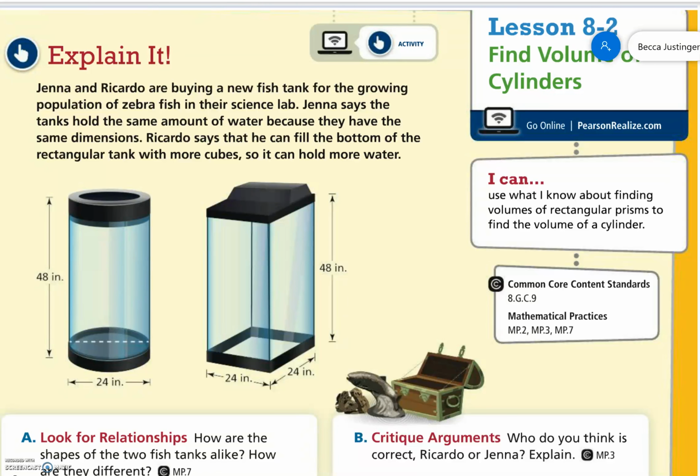Hi, 8th grade. Welcome to lesson 8.2, find volume of cylinders. By the end of the lesson, I want you to be able to say, I can use what I know about finding volumes of rectangular prisms to find the volume of a cylinder.